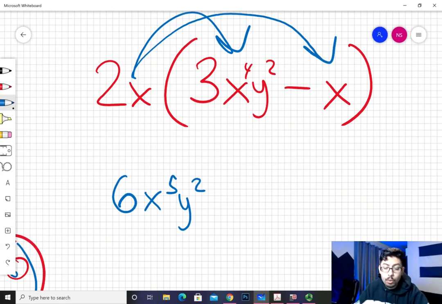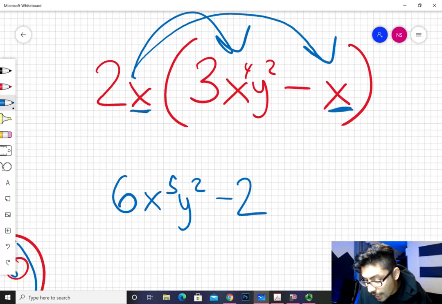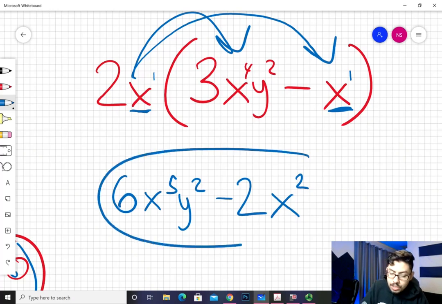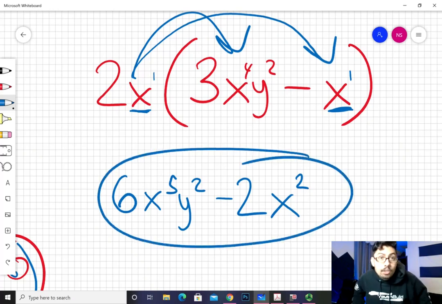So you got to ask yourself, what is this positive 2 right there times this negative 1 that's hidden? It is a negative 2. And again, take out the calculator and do that if need be. Chug along. This x times this x. What do we get? Well, this x is to the power of 1. This x is to the power of 1. X to the power of 2. And just like that, my friends, you just distributed. That is your final answer.